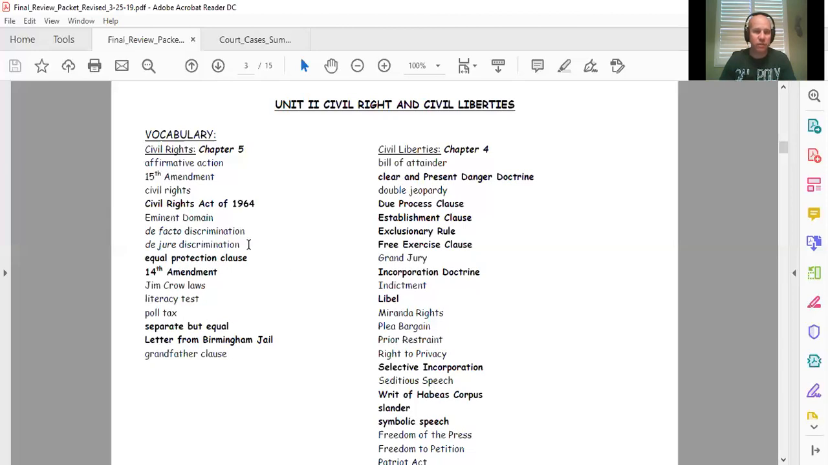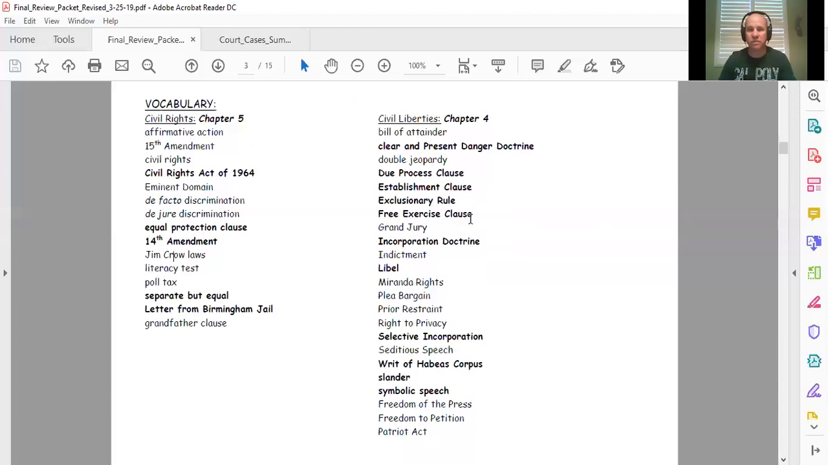All right, so coming back to this. Civil rights, I went through those pretty fast. You had a whole year of civil rights when you took U.S. history, so hopefully that stuff remains. What you didn't have was civil liberties. So let's go through these, and I'm going to try and go to the court case as these come up.